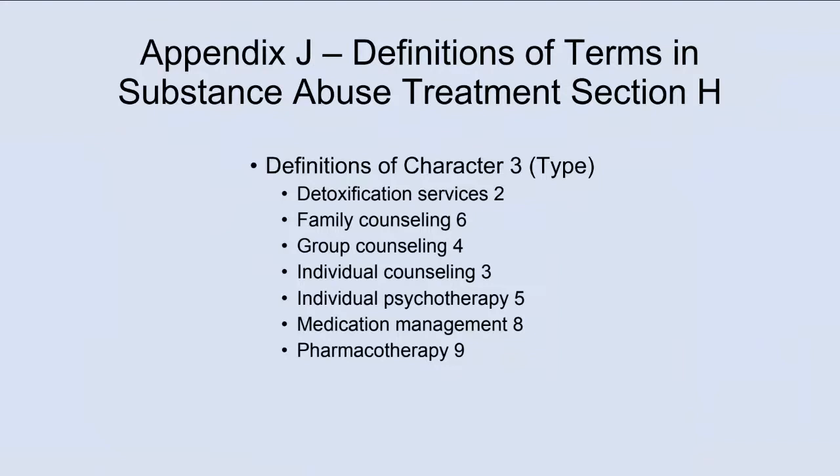Okay, also, finally, Appendix J includes definitions for character 3 type for substance abuse treatment. These terms are in the index. You have detoxification, family counseling, group counseling, individual psychotherapy, medication management, and pharmacotherapy. So these are all main terms.